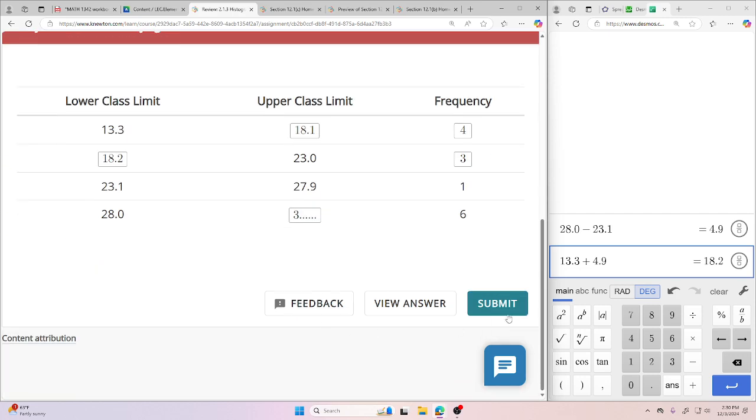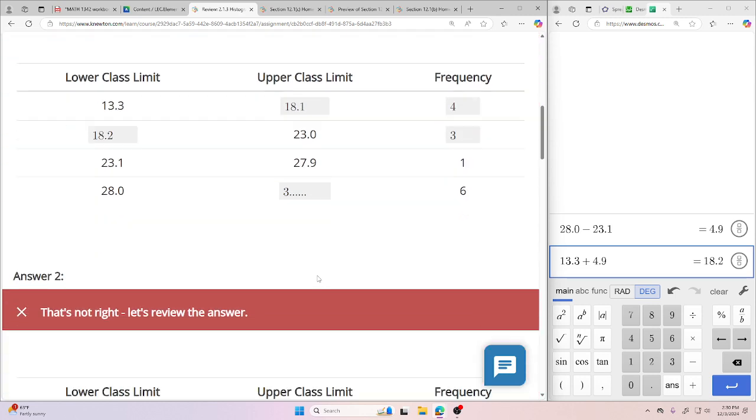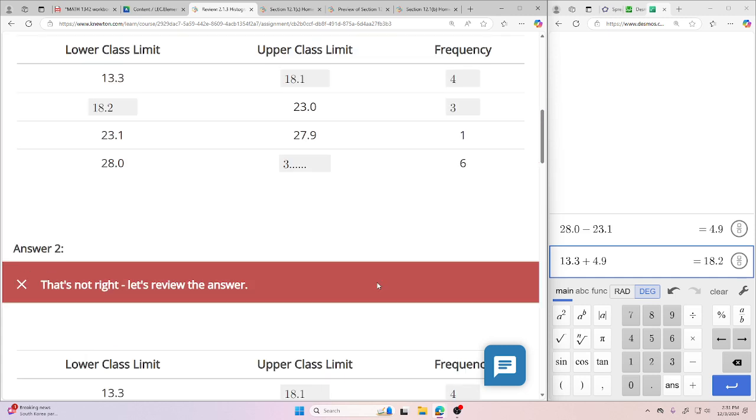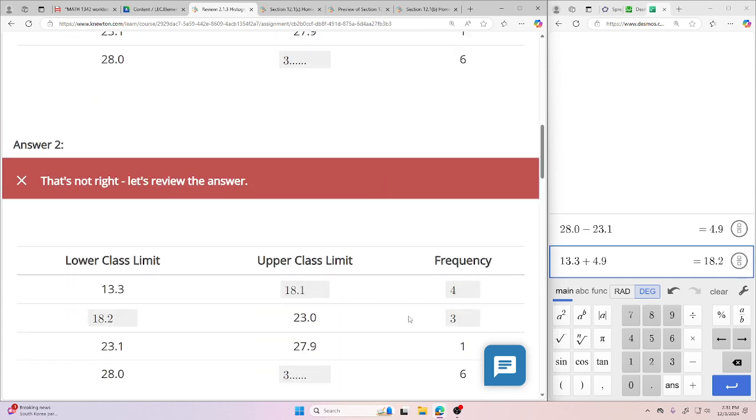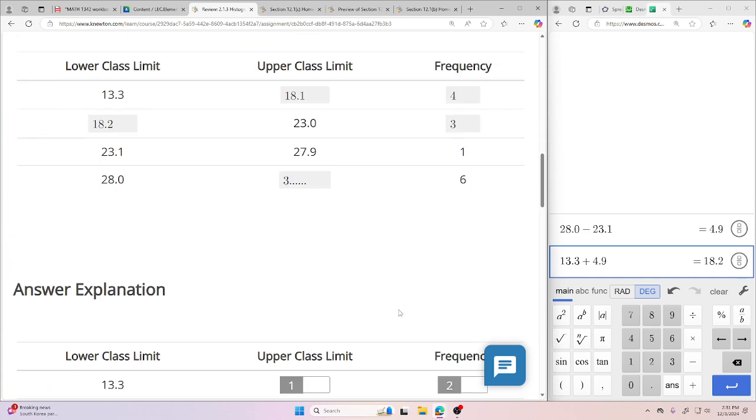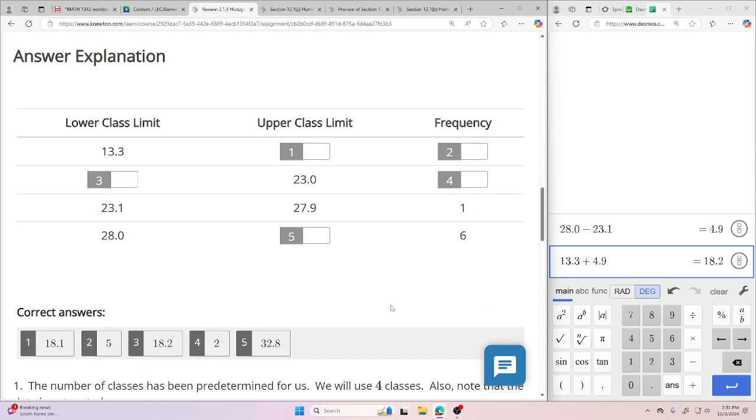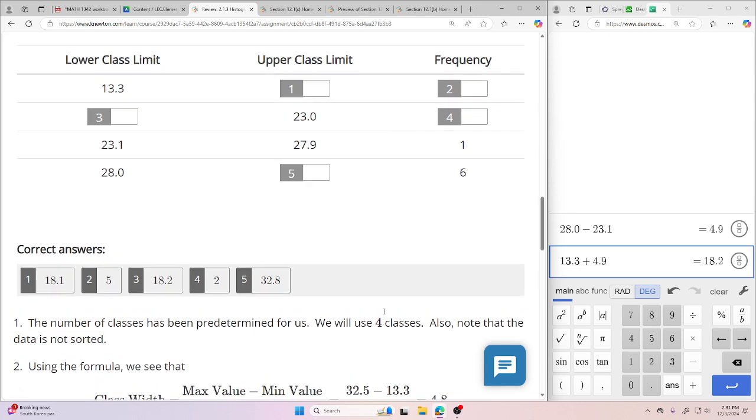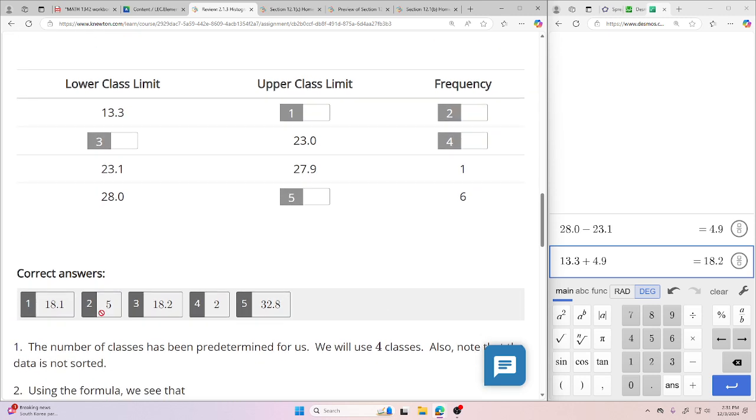Oh yeah, submit. So I got those right. Oh, that's so funny. So yeah, it's 5 and 2, not 3 and 4. And would you give me partial credit? You would universally? Oh my gosh, thank you.